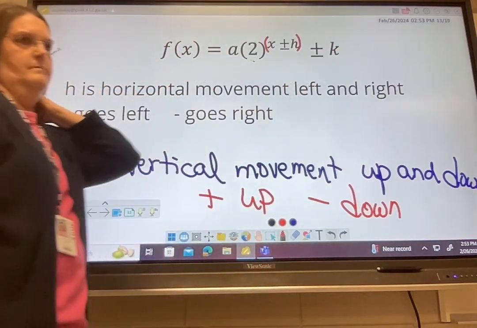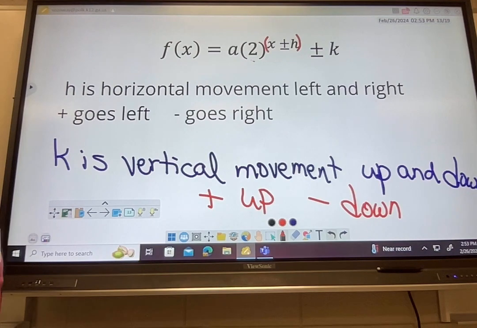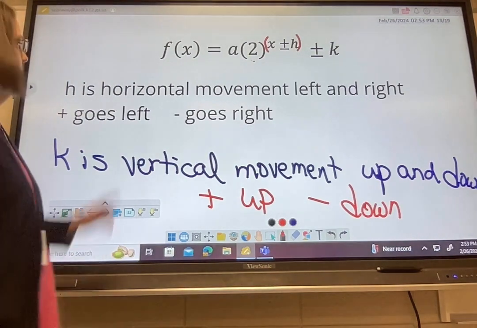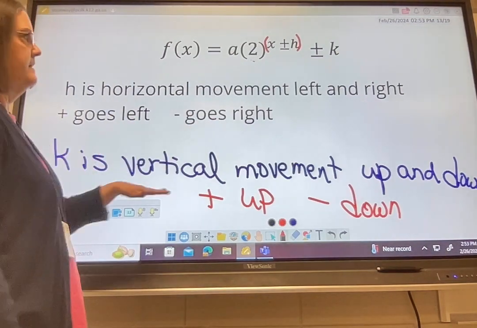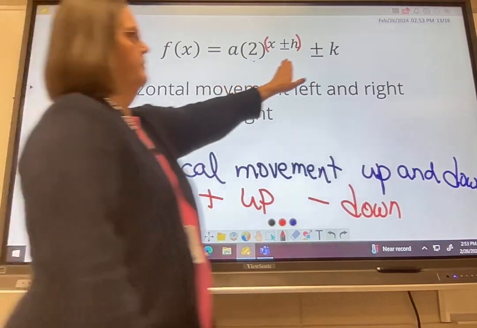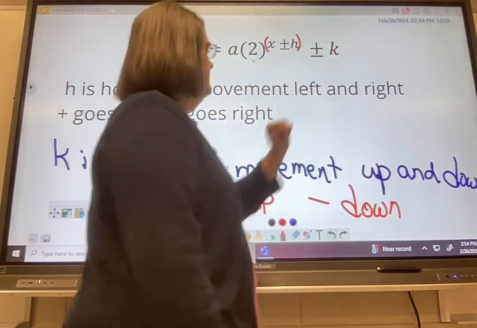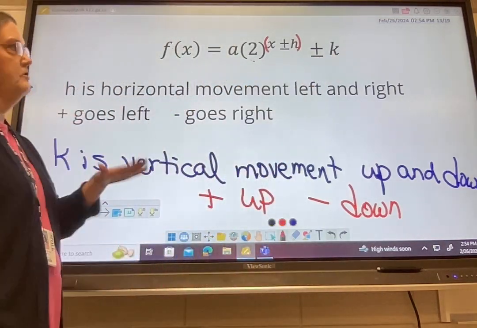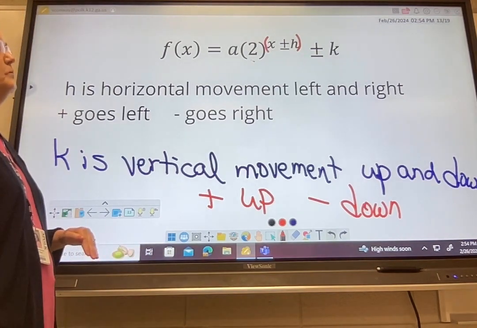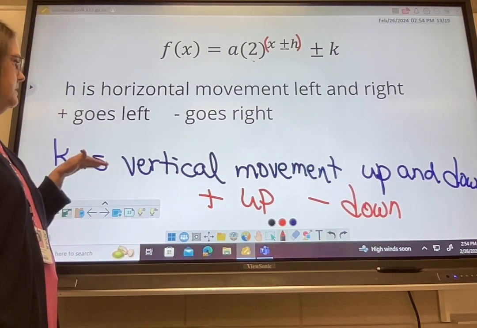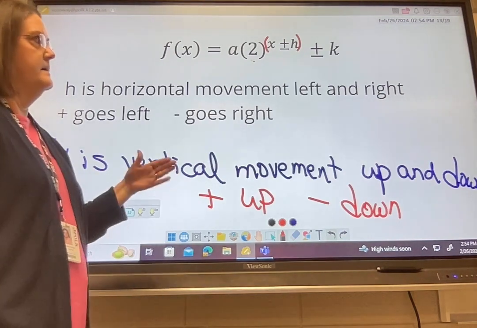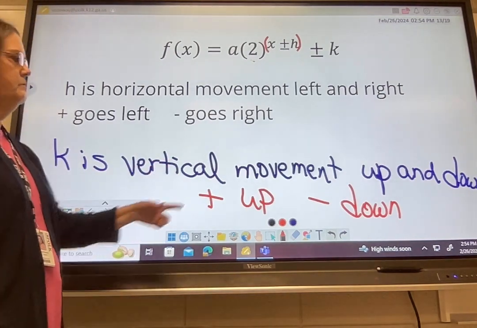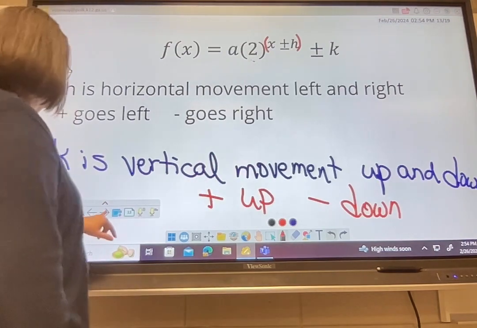And just the same as it was with quadratics, a plus does not go right like our mind wants it to do. A plus shifts left and a minus goes right. And with the K, that's our vertical movement, and it's over here, and it's a plus or minus sign. It's down on the ground. I tell my students it's level with the rest of the equation, and that is vertical movement up and down, and it does exactly what our mind thinks it ought to do. A plus goes up and a minus goes down.